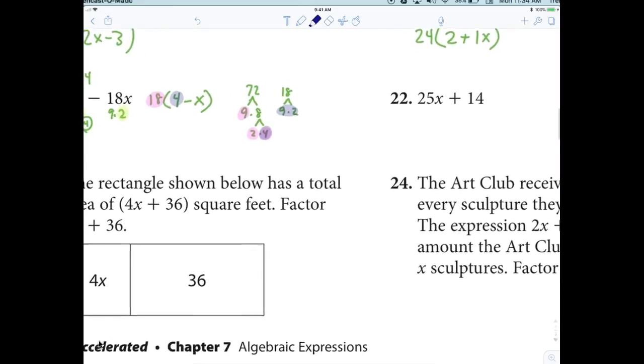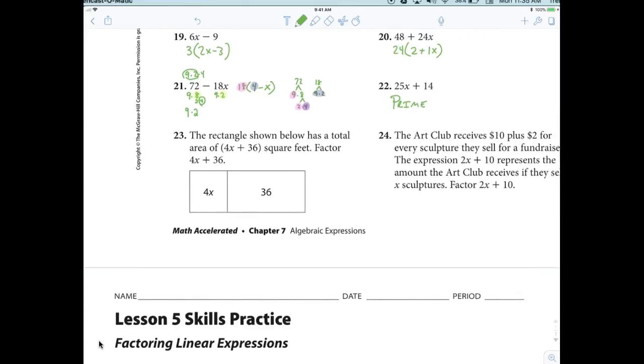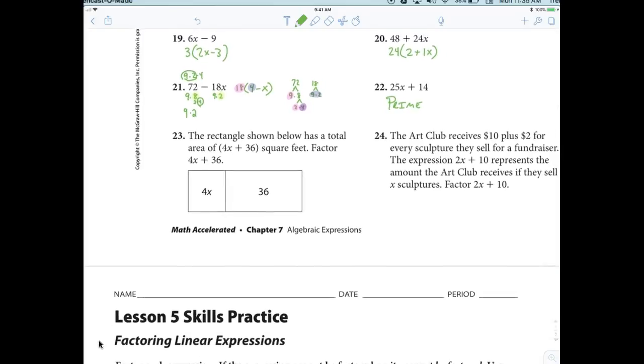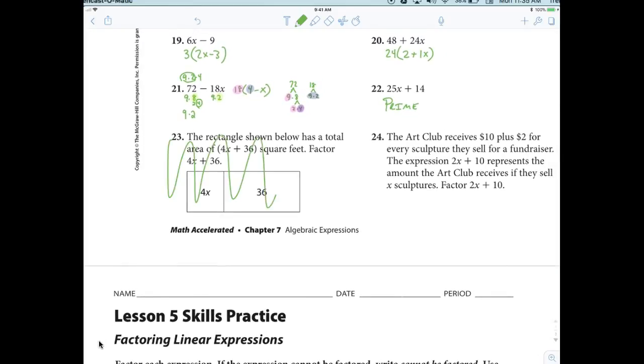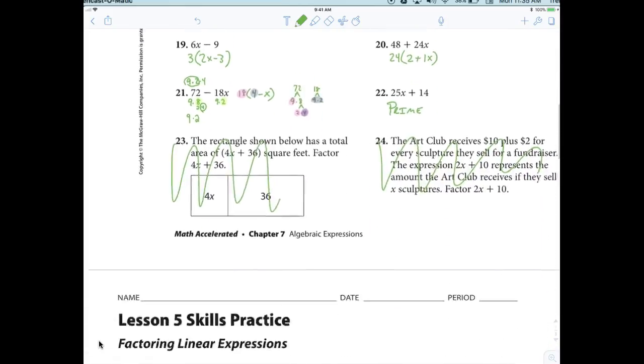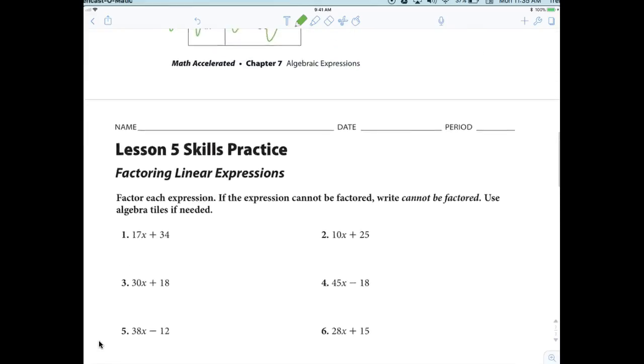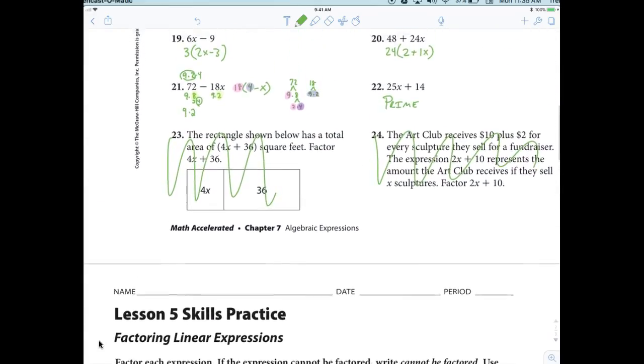Is there anything common with 25x and 14? No, there's nothing common. We call that prime. Now, honestly, the word problems, I wish there was some application, but I don't really care about those right now. So there is lesson 7-5. Now, the next one, there's just lots of practice. You probably should be done by the end of the period. It's not a big deal.